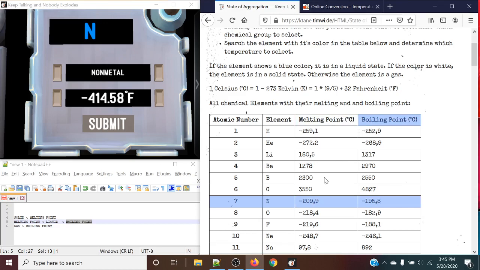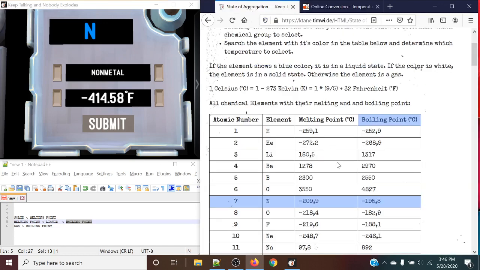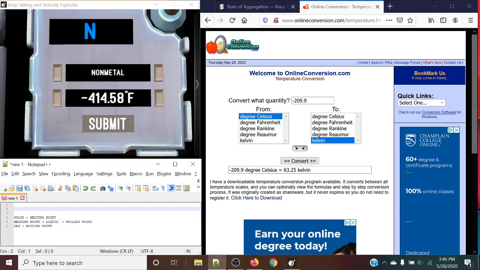And remember what I said, the comma is basically the same thing as just the decimal point. No real difference there. So from Celsius, we have negative 209.9. And in Kelvin, convert. You cannot input, cannot be below absolute 0. Oh, that's strange. I guess the comma is weird. It doesn't work on this online converter then. So, negative 209.9 is 63.25 Kelvin.